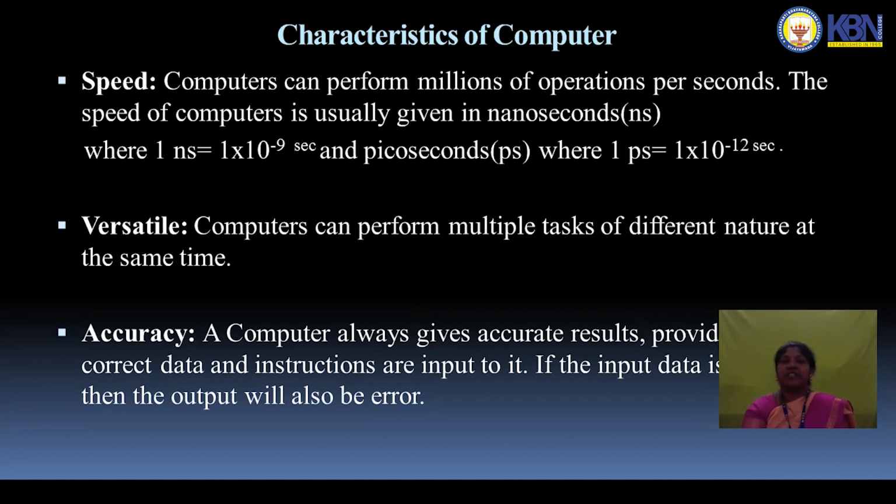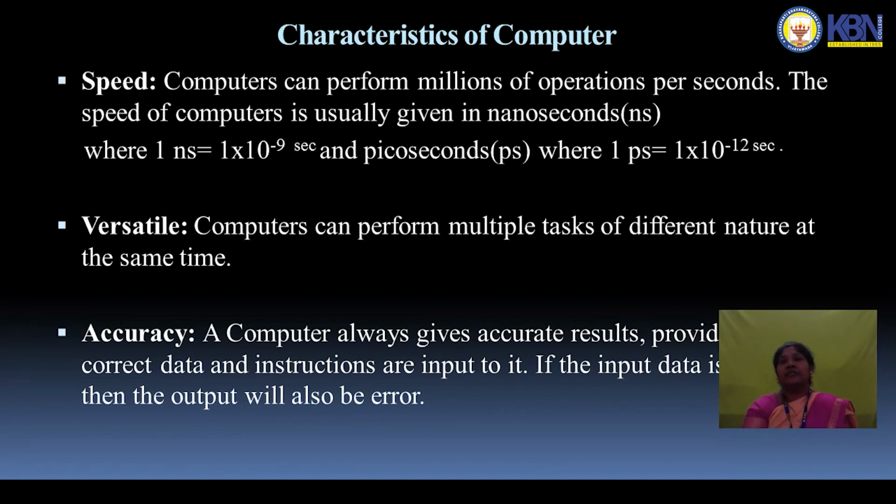And versatility. Generally humans do work in different ways and different styles. But versatility means computers can perform multiple tasks of a different nature at the same time. For example, I can listen to music, print, take a picture and download all at once. Not only these, but different needs like home, office, scientific or mathematical needs, we call it versatility.